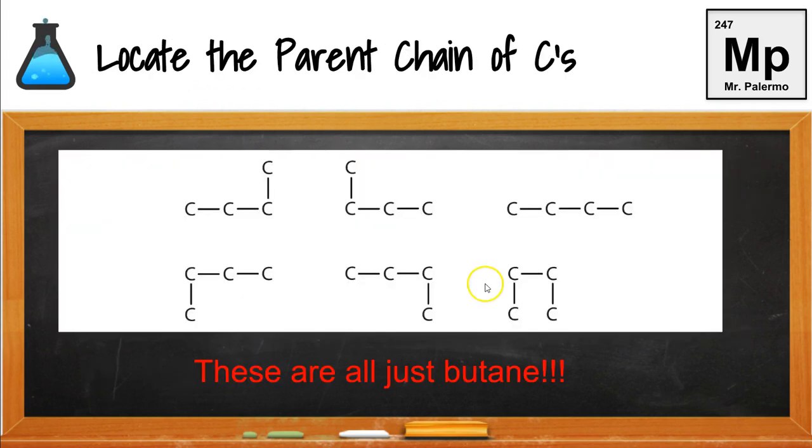When we're locating the parent chain of carbons, it may not always be a complete straight line. They could be curved upwards or downwards. All of these examples are all four carbons in a row, and therefore they're all butane.